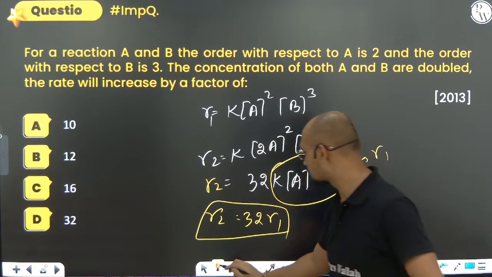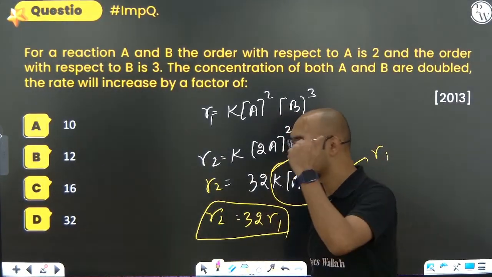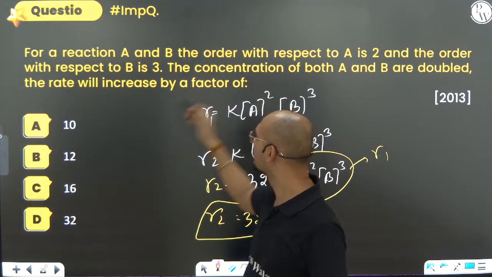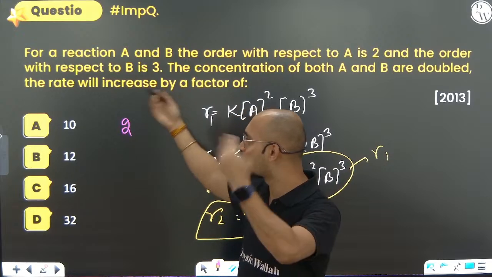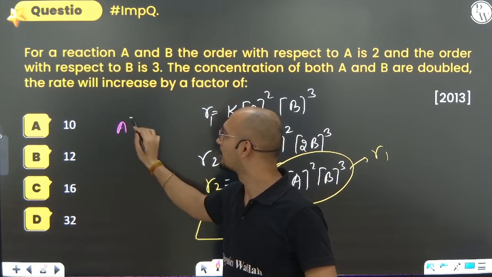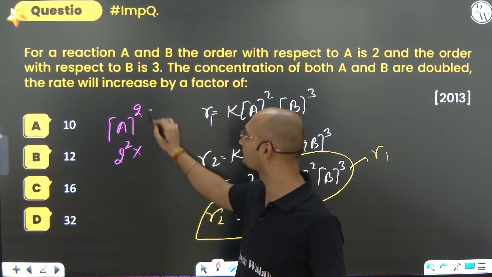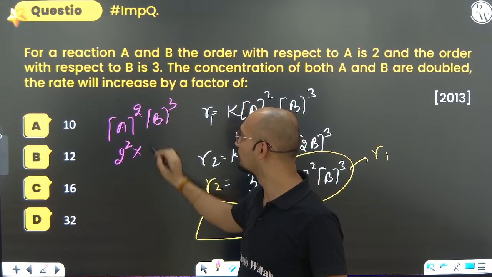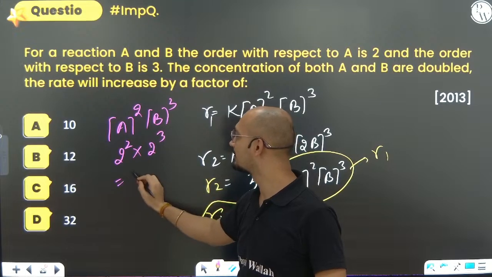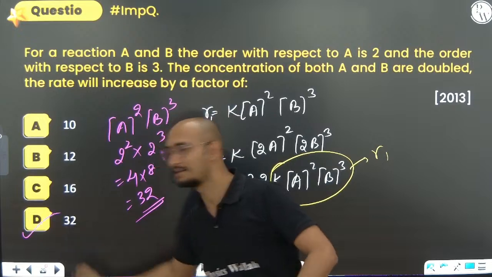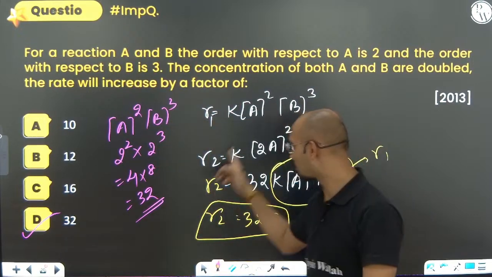Now for question solving, what you have to do? Always think very smart. How much time this A is becoming? It is becoming twice. And what is the order with respect to A? Order with respect to A is 2. So 2 square multiplied by, what is the order with respect to B? B is cube. So 2 cube. It is 4. It is 8. 4 8s are 32. Directly say how many times? 32 times. Okay. So be smart. Do not go like that.